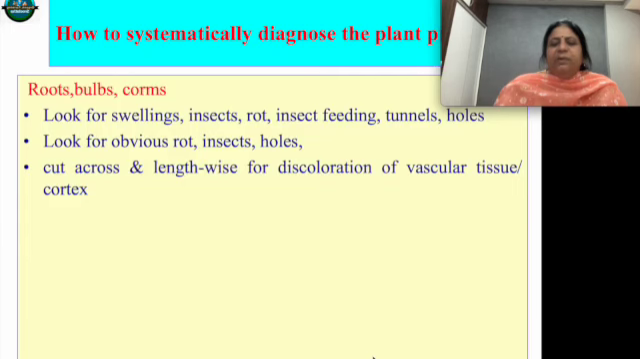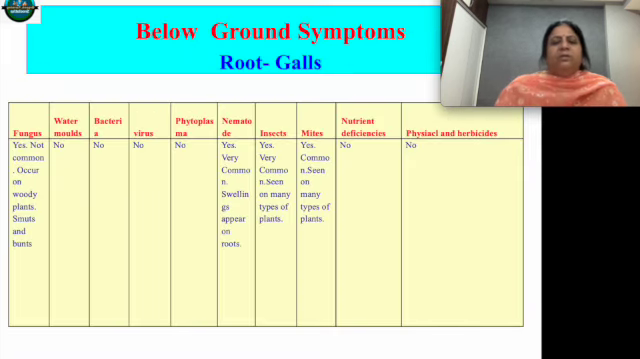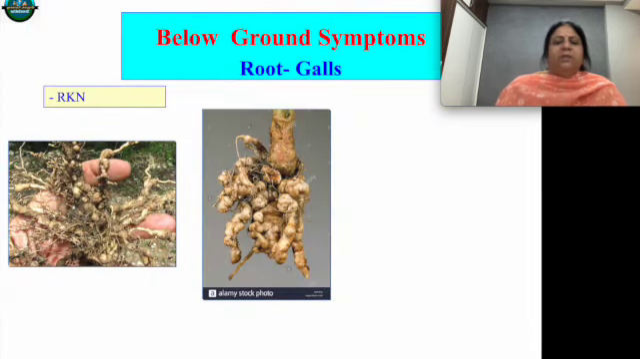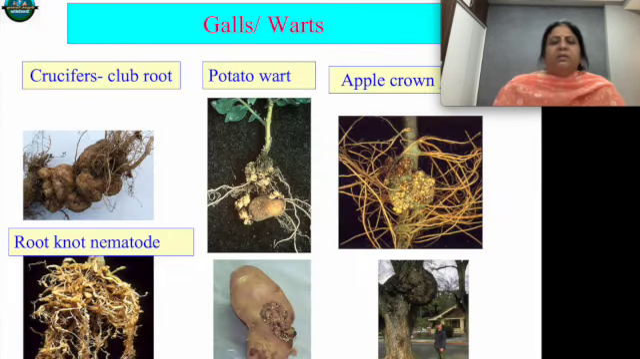Let us see the below ground symptoms. For below ground symptoms, the roots, bulbs, and corms are to be observed. Root galls is a below ground symptom. It could be a root knot nematode most of the times. The galls and warts, you can see: club root, potato wart, apple crown gall, root knot nematode. These are all the below ground symptoms.